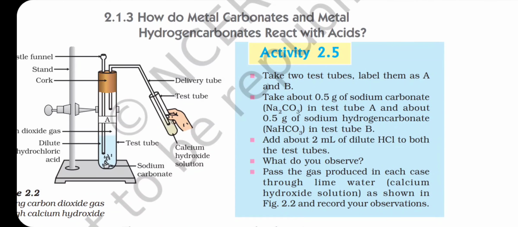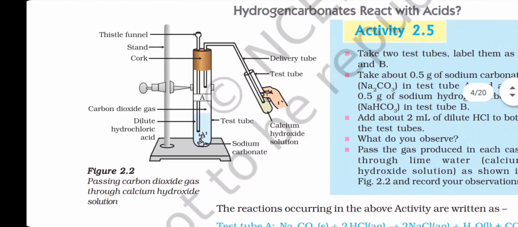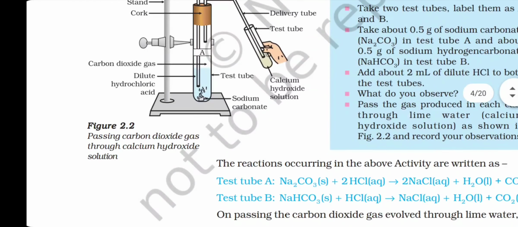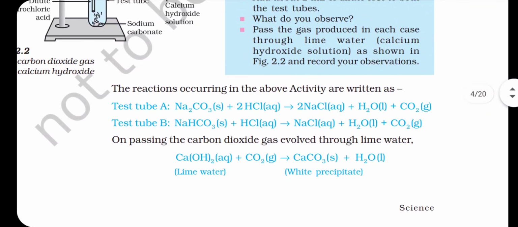How do metal carbonates or metal hydrogencarbonates react with acid? Here is an example of a metal carbonate, sodium carbonate, which when reacted with hydrochloric acid forms salt, that is NaCl, along with the release of water and carbon dioxide. Here is another example: when sodium bicarbonate is reacted with hydrochloric acid, it also gives the same result, sodium chloride along with water and carbon dioxide.